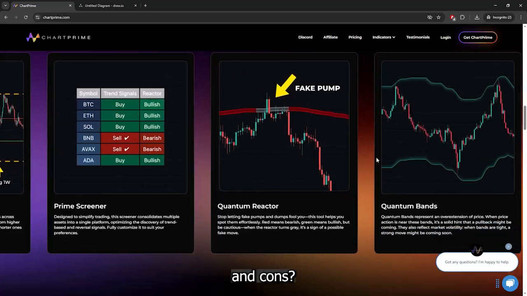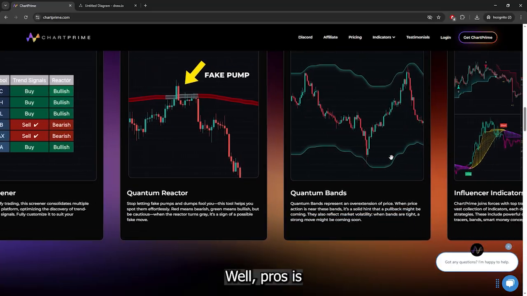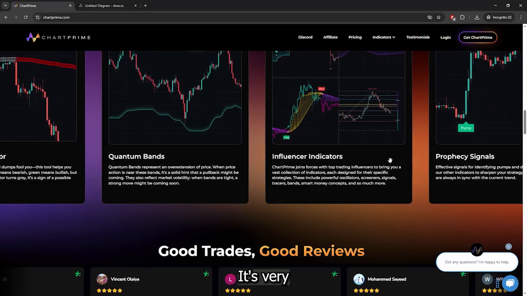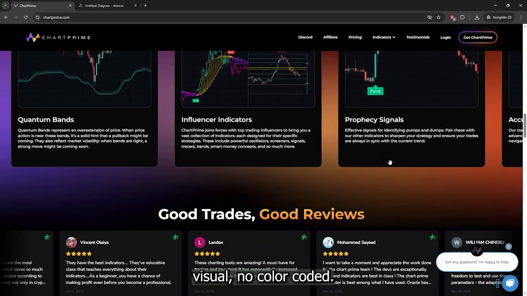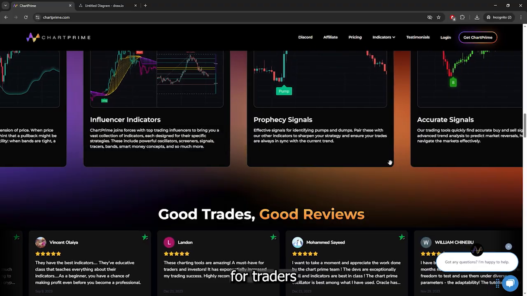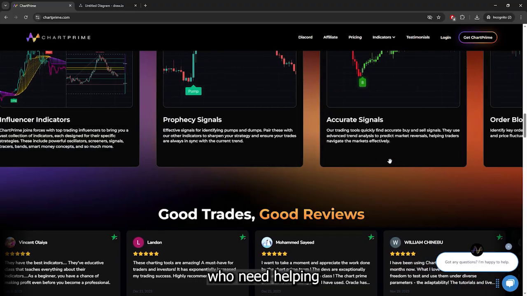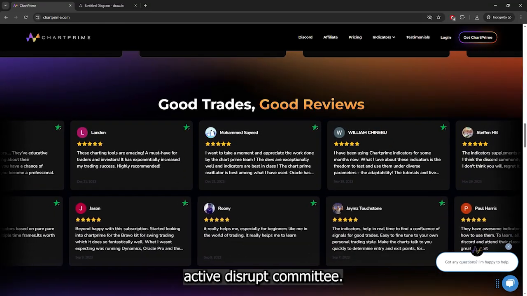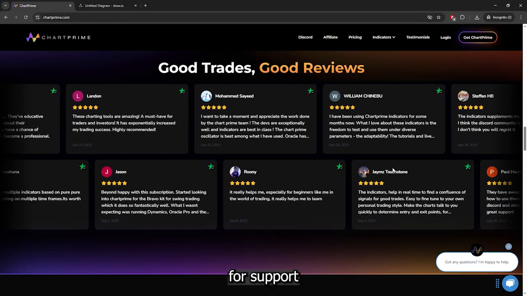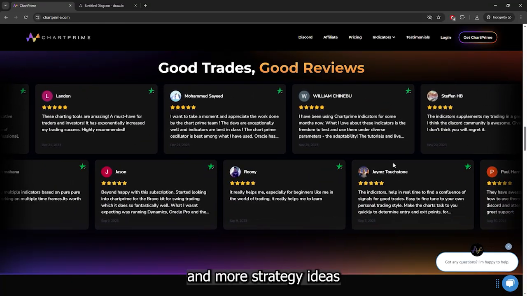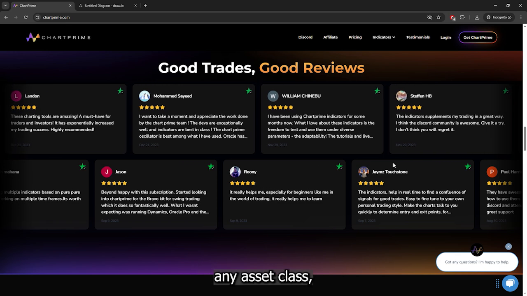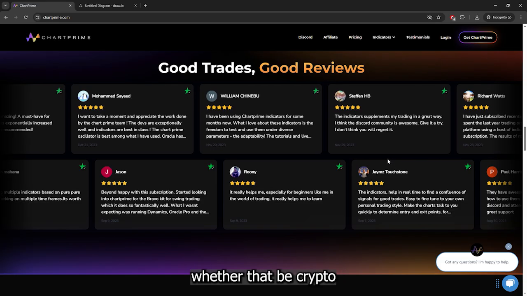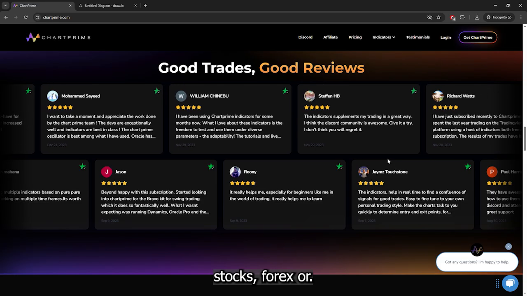What are the pros and cons? Well, the pros: it is beginner-friendly and it is plug and play. It's very visual, no coding required, and it's good for traders who need help in terms of identifying setups. They have an active Discord community if you're looking for support and more strategy ideas. And it works on any asset class featured in TradingView, whether that be crypto, stocks, forex, or otherwise.